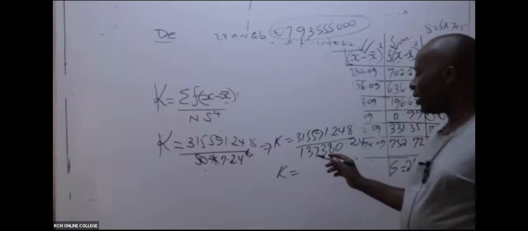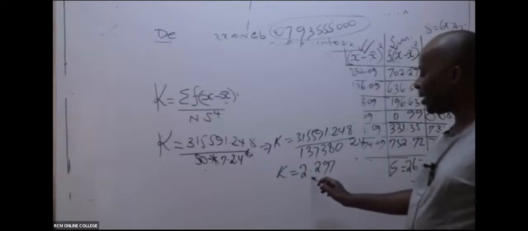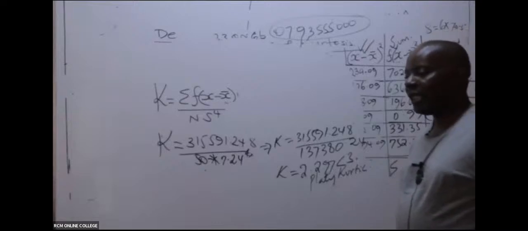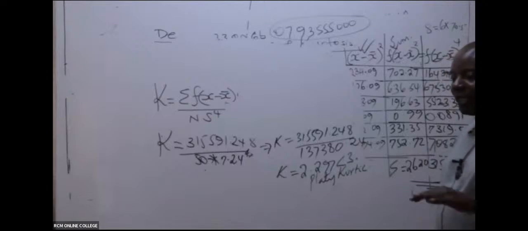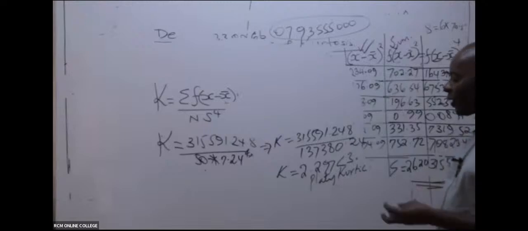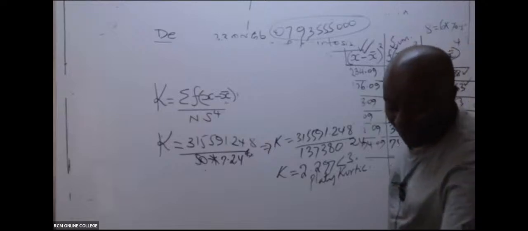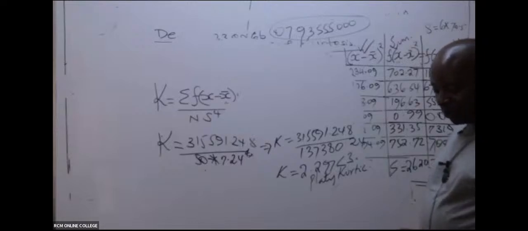So K, according to Rigathi, is supposed to be 2.297, which means what here? Platykurtic. Why? Because this is less than 3. 3 is the benchmark. When it's 3, we talk about mesokurtic. Anything which is below normal 3, it's flat. We call it platykurtic. It's a platykurtic distribution, from the name platy.